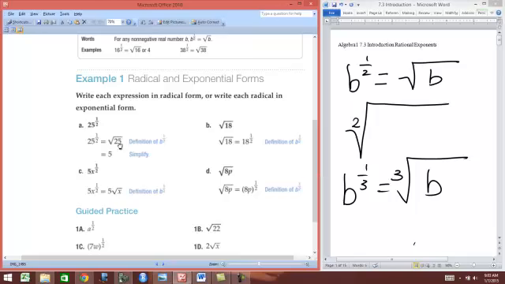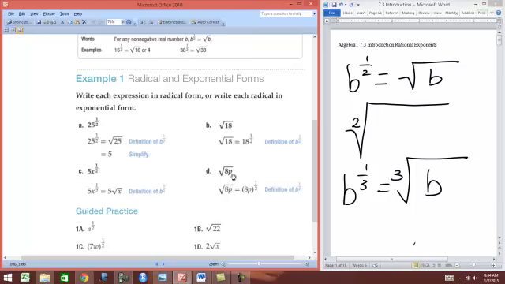25 to the 1/2 is the square root of 25. Very straightforward. Square root of 18 is 18 to the 1/2. 5x to the 1/2. Now the only thing that's getting rooted here is the x, not the 5. The only thing that's raised to the power of 1/2 is x. 5 is not being square rooted. So 5x to the 1/2 equals 5 times the square root of x.